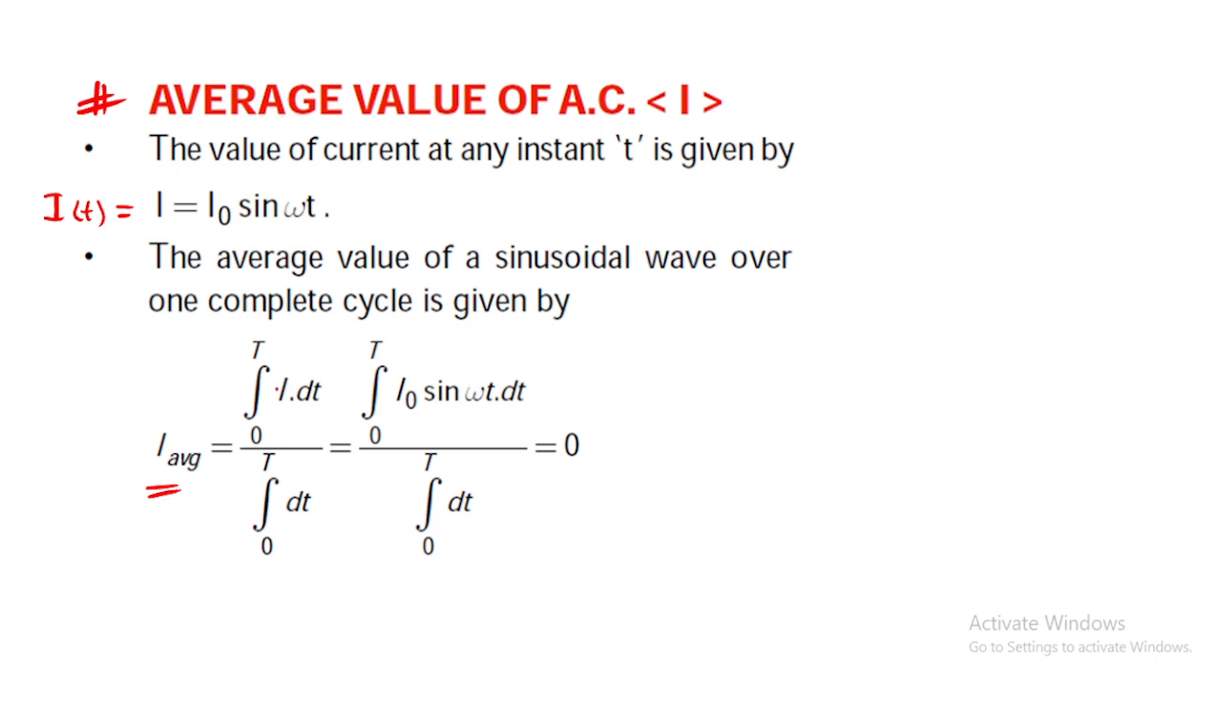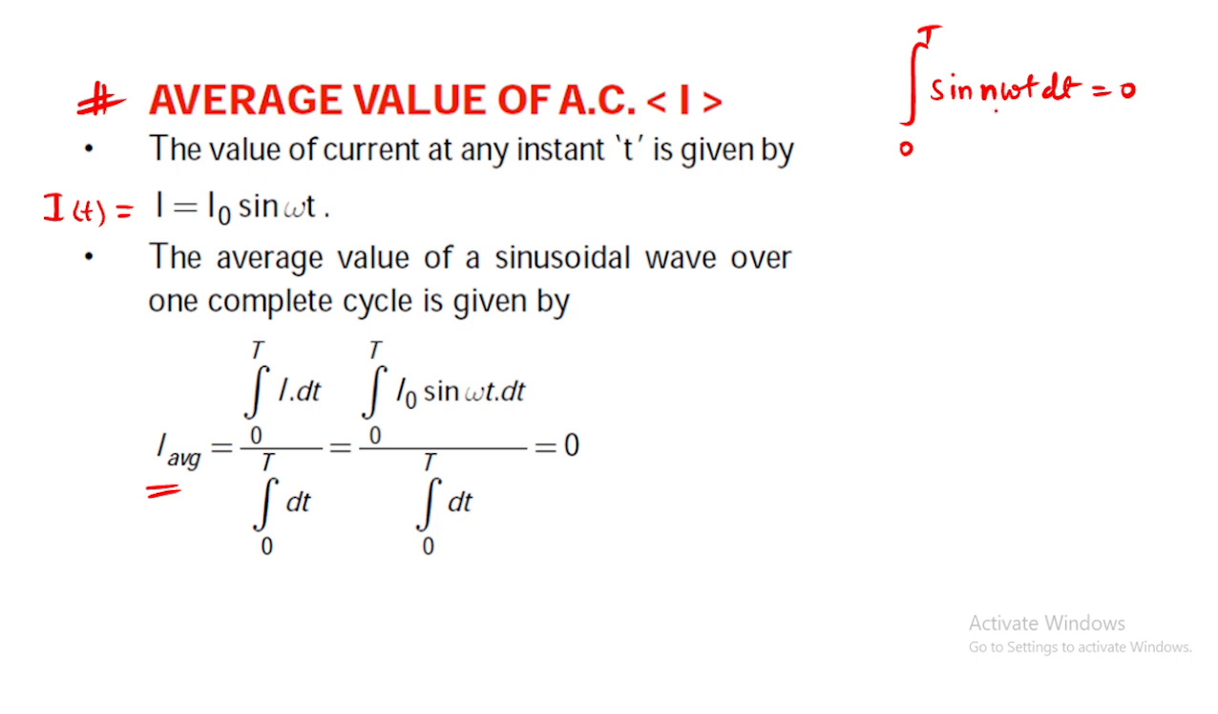I average is equal to, just now we studied, 1 by T integration from 0 to T of I dt. What is this I? I is a function of time. Right? What is I here? I is nothing but I naught sin omega t. Then what happens now? If I try to do the integration from 0 to T of sin omega t, what will it become? Remember, integration from 0 to T of sine of n times omega t dt is also equal to 0.